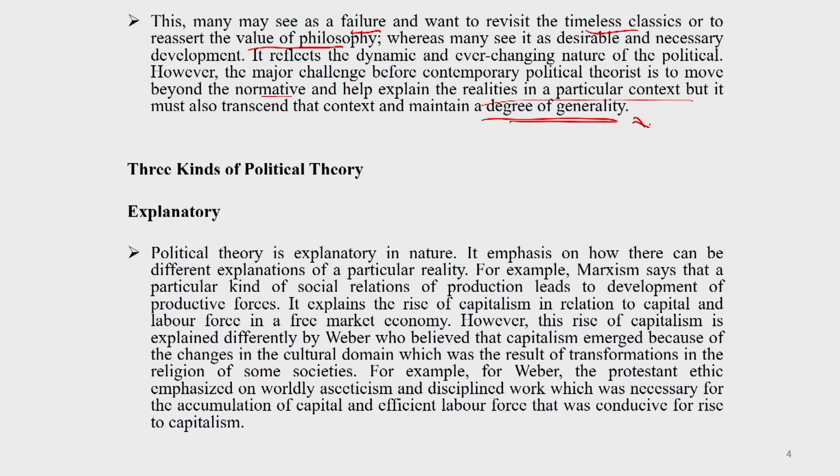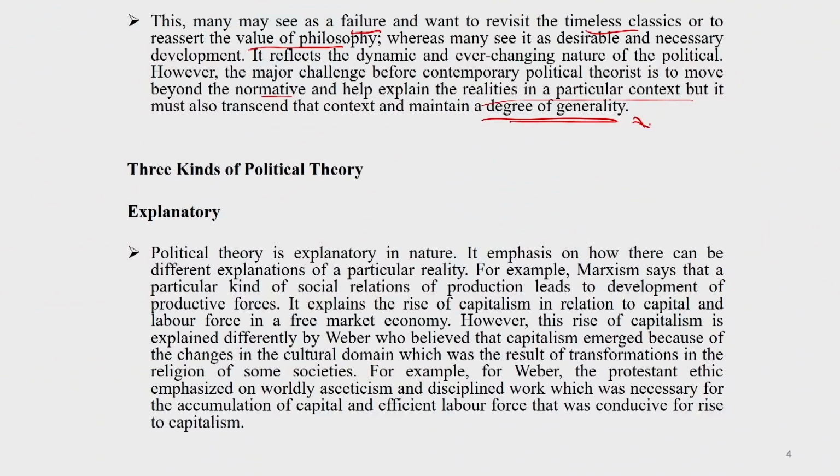and so on. So, broadly speaking, if you look at the kinds of theory, we can figure out three kinds of political theory. One is explanatory. So, political theory is explanatory in nature. It emphasizes how there can be different explanations of a particular reality or particular event or particular phenomenon or social political issue. So, here we can take the example of the rise of capitalism and its explanation from different theorists within this discipline of political theory.